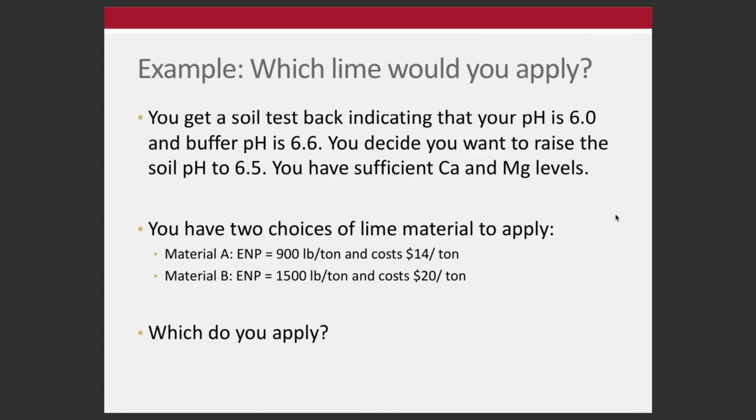Okay, so here's the example, and this is kind of a realistic scenario. You get a soil test back indicating that your soil pH is 6.0, and that your buffer pH is 6.6. You decide you want to raise the soil pH to 6.5. So you're saying, oh, it's a little bit below optimum, and I want to raise it to 6.5. Then you call around and check retailers, say the same retailer. They have material A with an ENP of 900 pounds per ton, and say it costs $14 a ton. And then material B has an ENP of 1,500 pounds per ton and it costs $20 a ton.